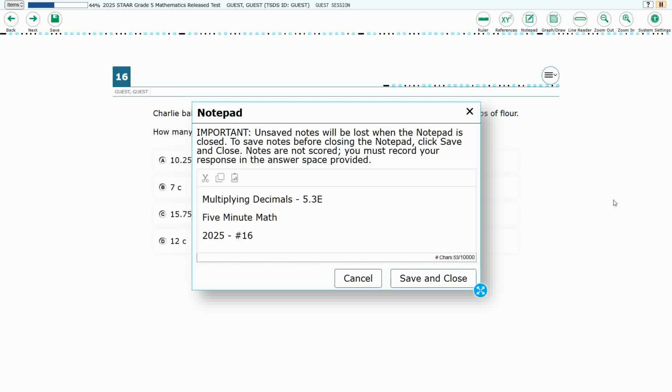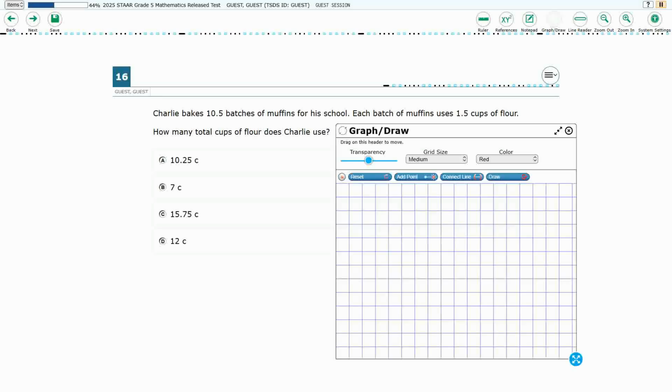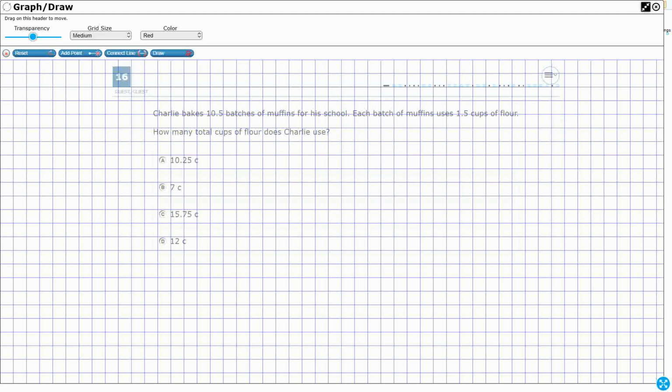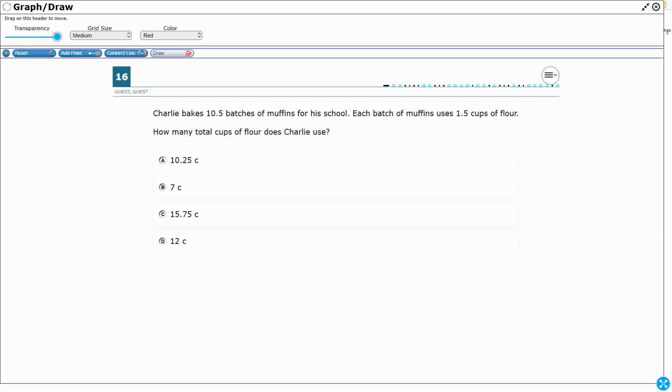Today we are looking at the fifth grade concept of multiplying decimals. This is standard 5.3e in the great state of Texas, and we are using item number 16 of the 2025 released STAAR test. If you haven't done so already, please go ahead and take a moment to pause the video, work this problem out on your own, unpause it, and we will look at our answers together.